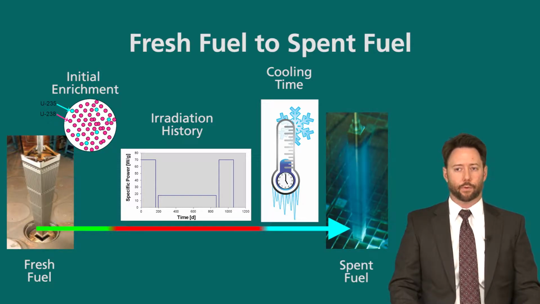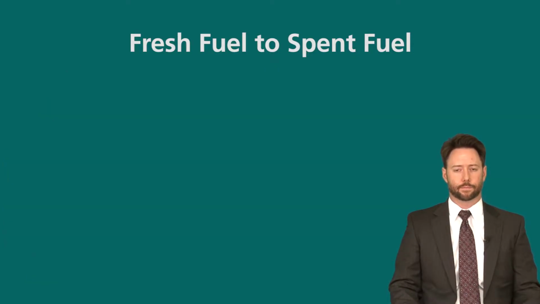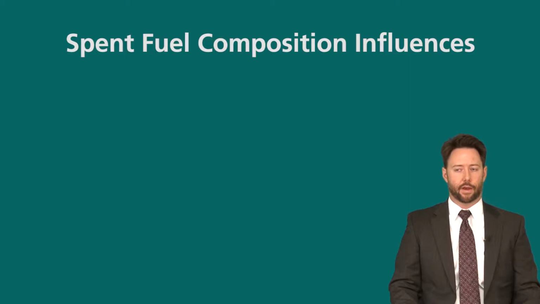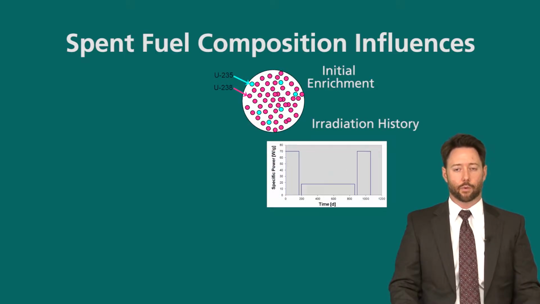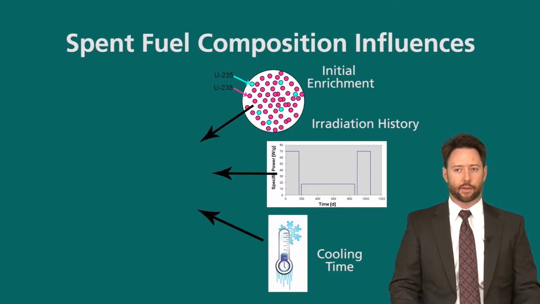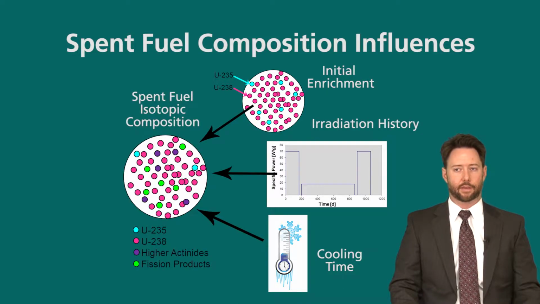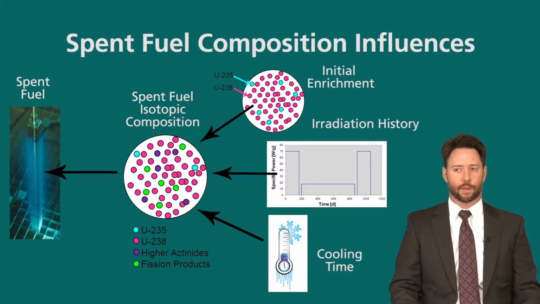And in our spent fuel, we have the uranium, the U-235 and the U-238 that was there in the beginning. But we also have higher actinides and fission products that are now in the spent fuel. And as it turns out, the initial enrichment, irradiation history, and cooling time all factor in to the specific isotopic content of the specific spent fuel.